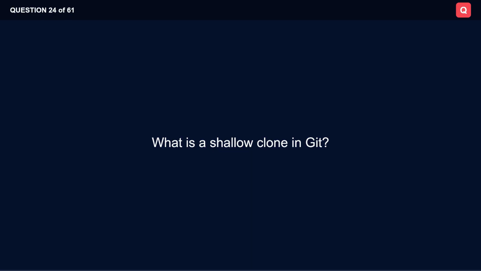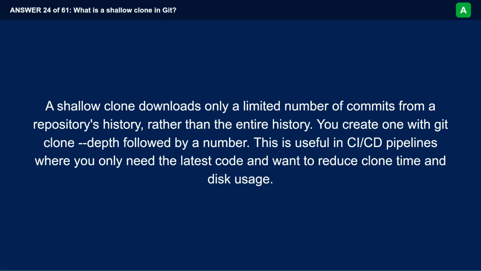What is a shallow clone in Git? A shallow clone downloads only a limited number of commits from a repository's history rather than the entire history. You create one with git clone --depth followed by a number. This is useful in CI/CD pipelines, where you only need the latest code and want to reduce clone time and disk usage.